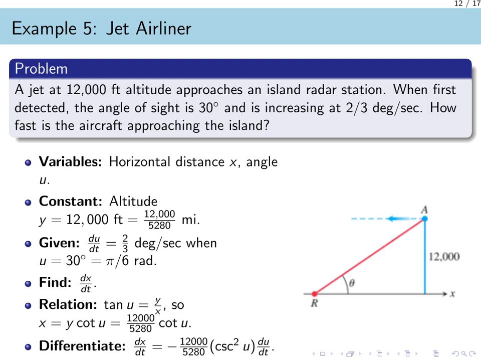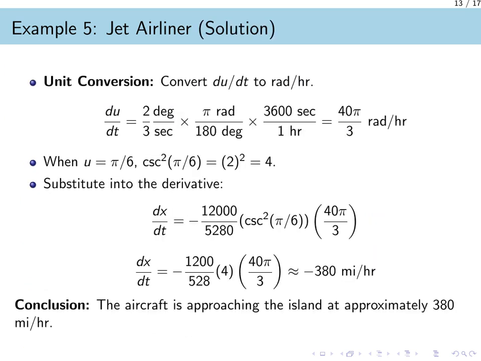For this problem to work, we must be careful to convert all our units consistently, for example, changing feet to miles and degrees per second to radians per hour. This final differentiated equation allows us to calculate the plane's horizontal speed based on how fast the radar angle is changing. Now we can solve for the aircraft's speed by substituting our known values into the derivative equation we found.